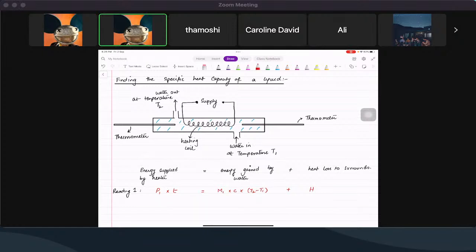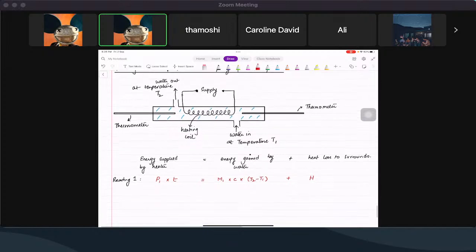Then what you're going to do is take another reading. I'll explain why. For that reading, we will change the power so that we have a different amount of energy supplied by the heater for the same amount of time. We'll have to move more or less mass through the tube so that it gives us the same change in temperature. Is it clear?